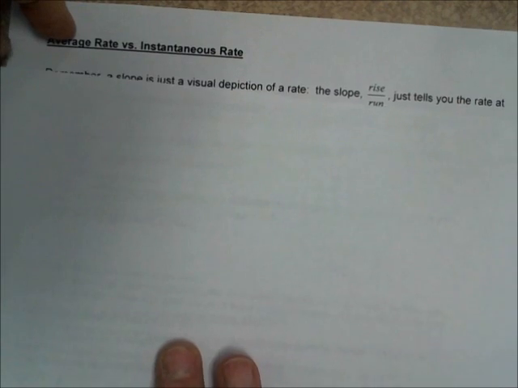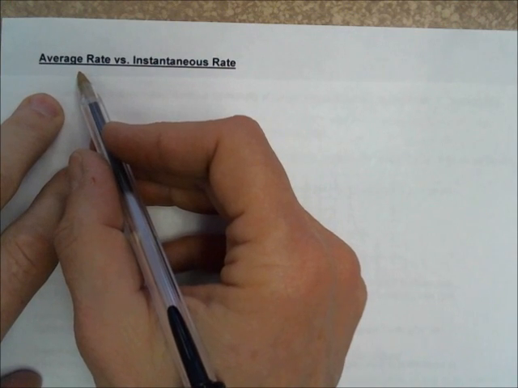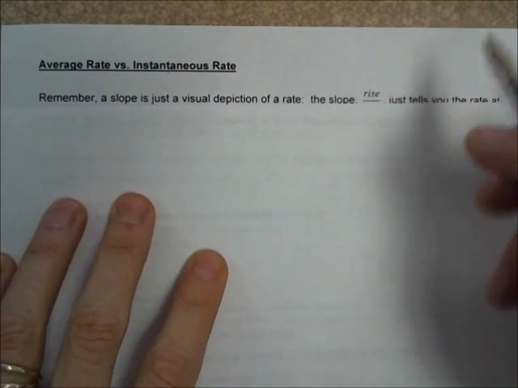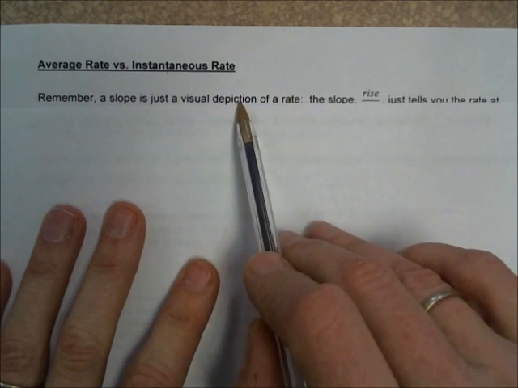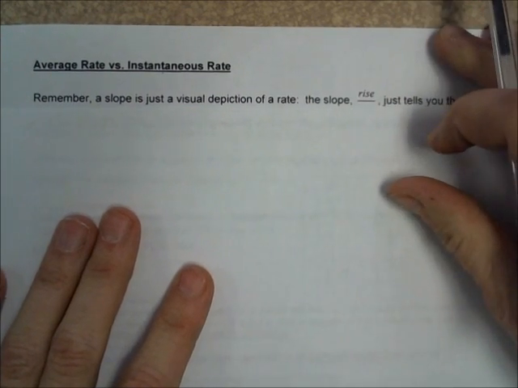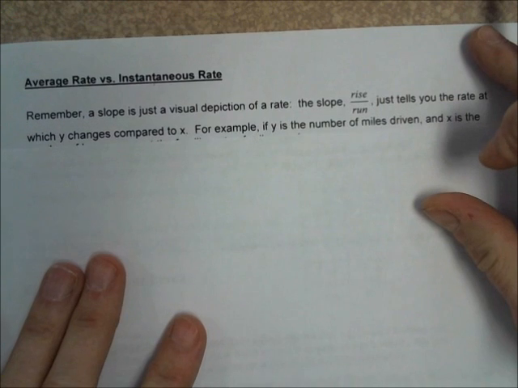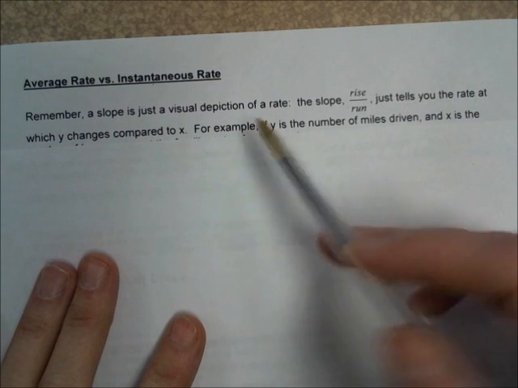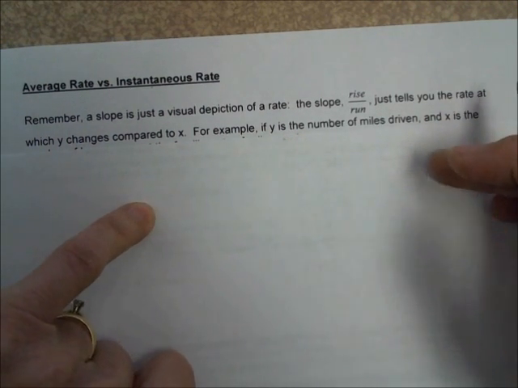But today I'm going to talk to you about rates of change and the difference between an average rate of change versus an instantaneous rate of change. Remember, the slope is just a visual depiction of the rate. The slope is rise over run, and rise over run tells you the rate at which y changes compared to x. For example, one of the most common rates that we talk about is the number of miles driven versus the amount of time it takes us to drive.